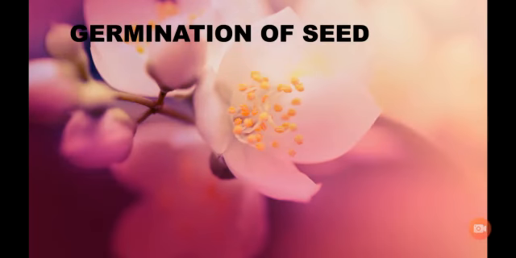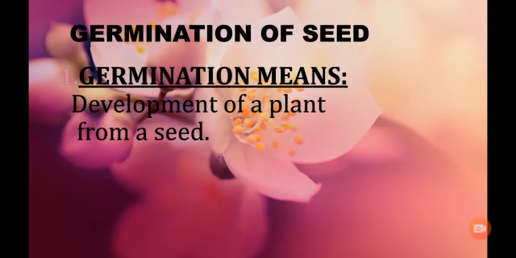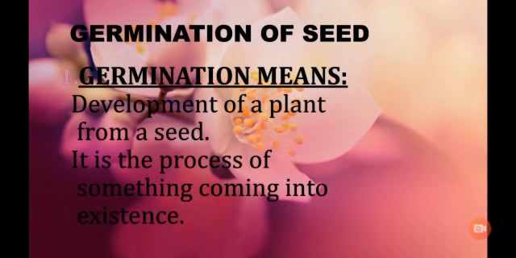After dispersal of seed, the phase of germination starts. What is germination? Germination means development of a plant from a seed. Or you can say it is the process of something coming into existence. If something is being formed, the process is called germination. As we are studying the germination of seeds, you can say the formation of a plant from a seed is called germination.